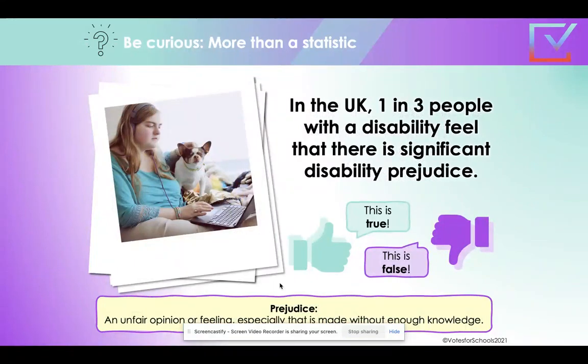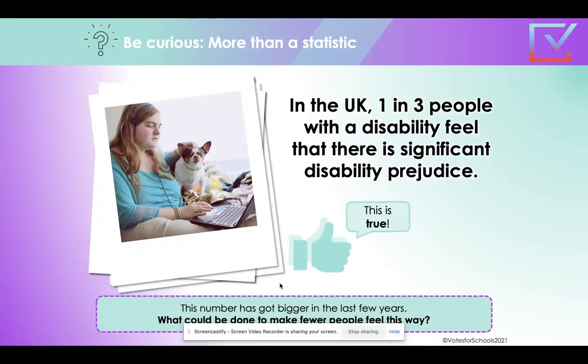In the UK, 1 in 3 people with a disability feel there is significant disability prejudice. Thumbs up if you think this is true, thumbs down if you think this is false. And a prejudice is an unfair opinion or feeling, especially one that is made without enough knowledge. This is true. This number has got bigger in the last few years. What could be done to make fewer people feel this way?